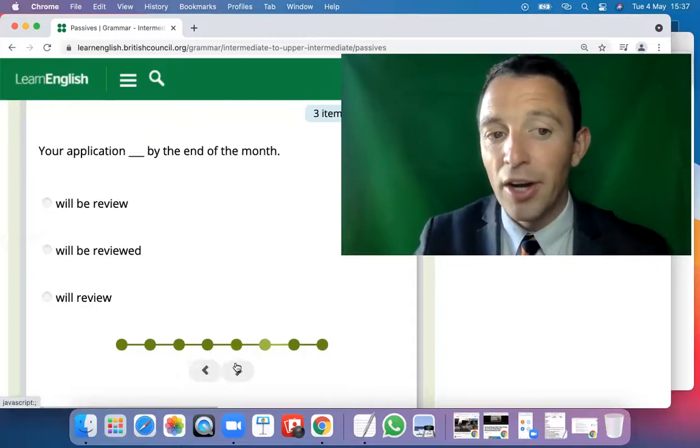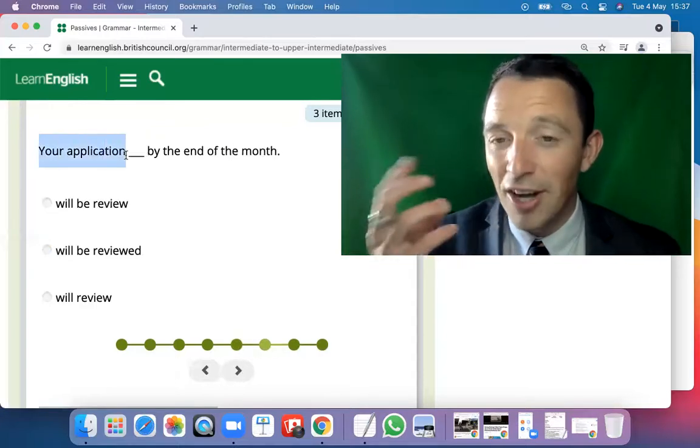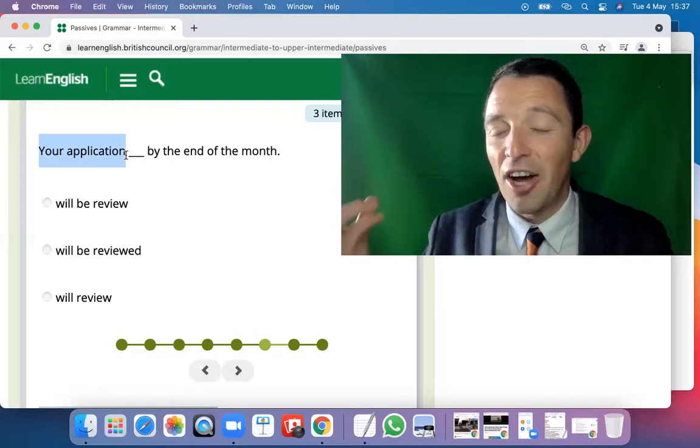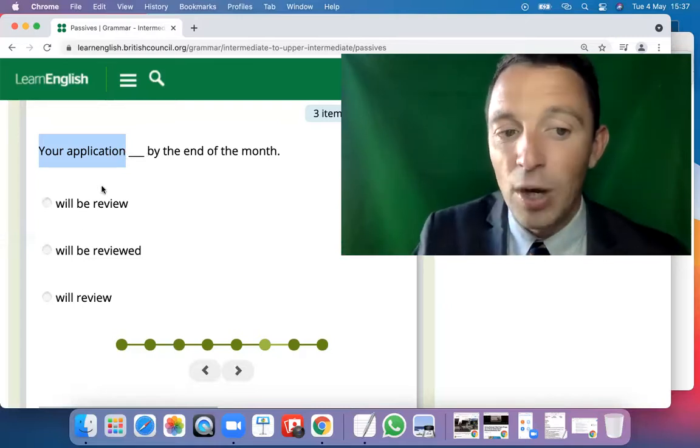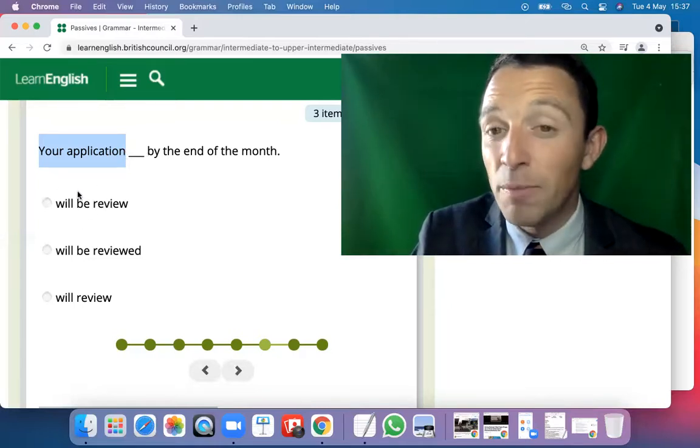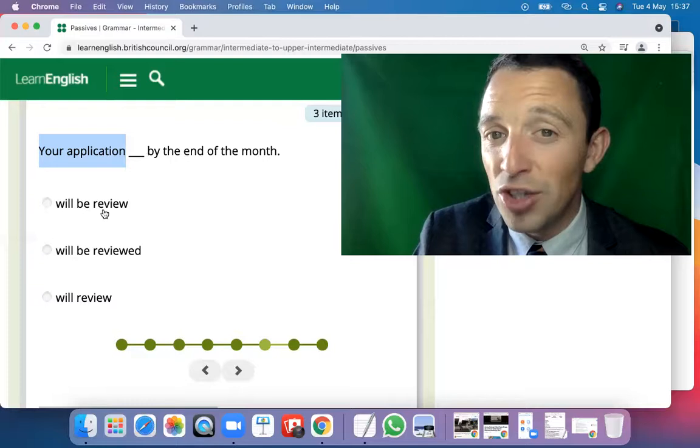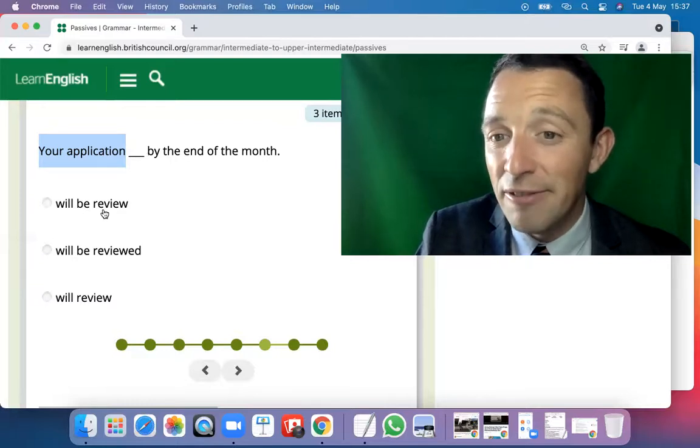Okay, 3 more. Your application is the focus of the sentence. Is it the subject? Is it the object? We need to check. Okay, will be review. So this is the verb to be plus review, which is just the present or the infinitive or the base.